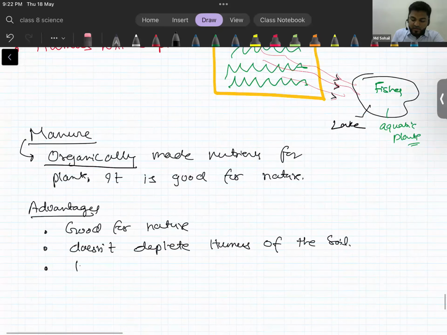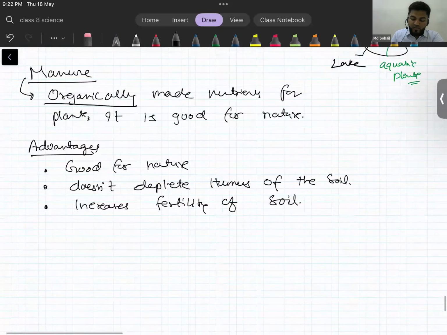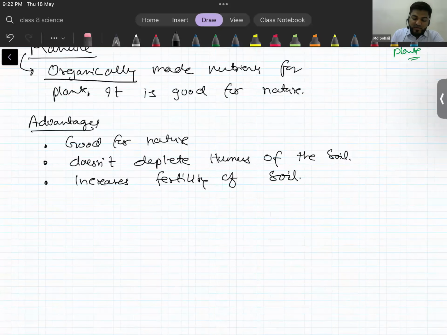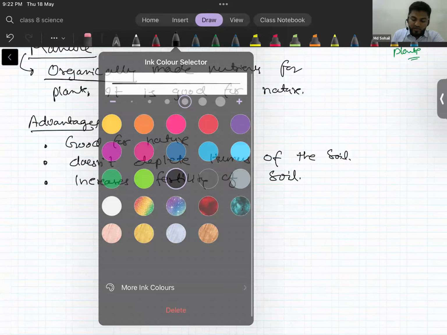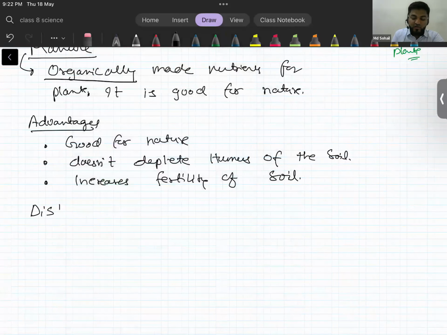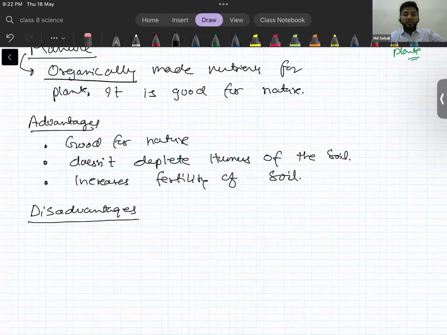Another thing, it increases fertility. Fertility of what? Soil. Right. Now, what are the disadvantages here? List some disadvantages of using manure over fertilizer.